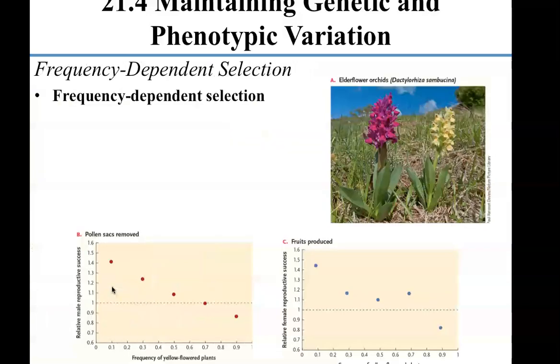Sometimes you have frequency-dependent selection. And so in frequency-dependent selection, the selective advantage of a phenotype depends on its frequency in the population. So let's talk about experiments done with these elderflower orchids. So with the orchids, yellow flowered plants and purple flowered plants produce equal numbers of flowers. And the pollinators alternate their visits between yellow flowers and purple flowers.